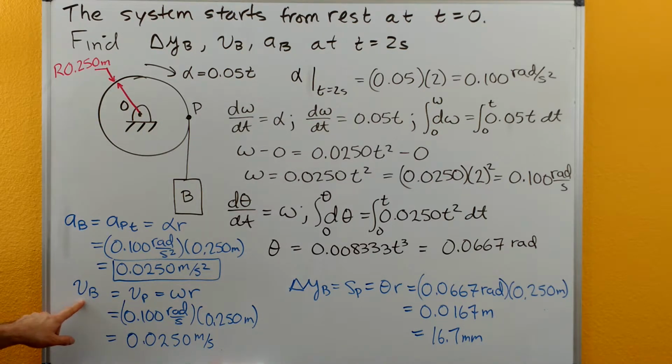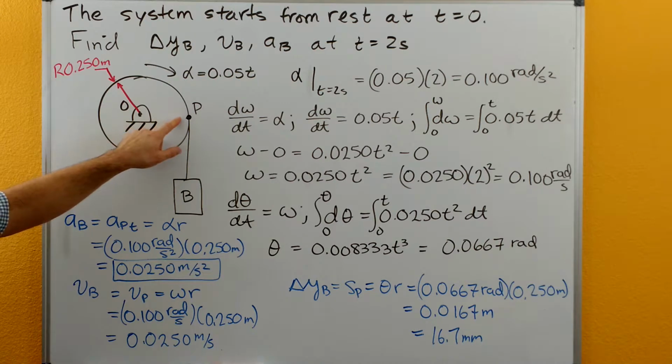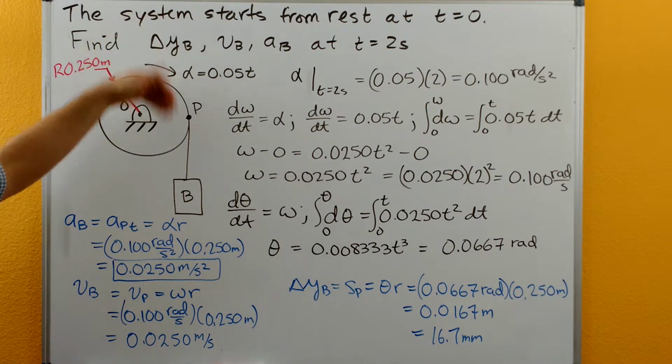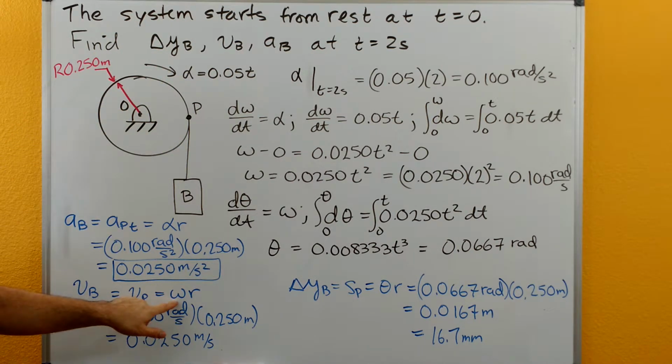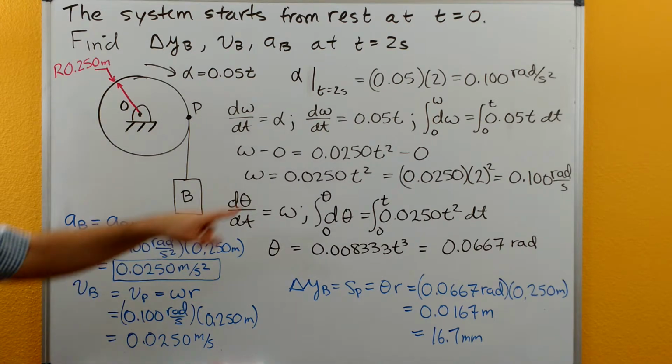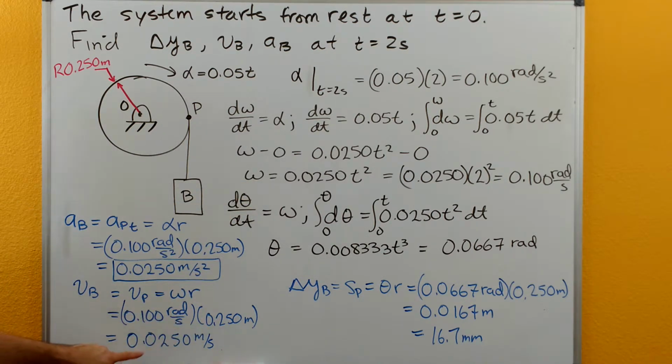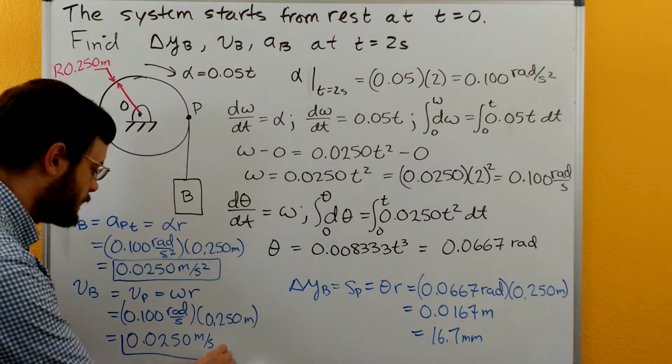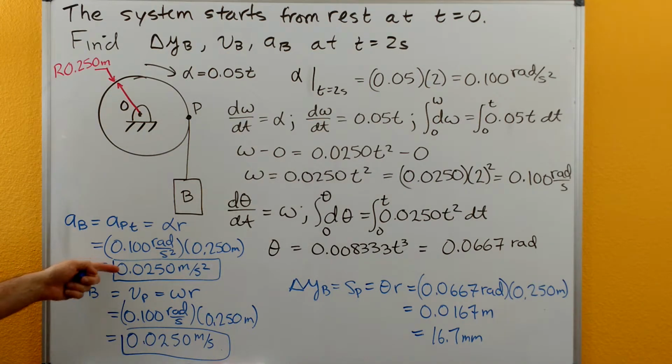And then our velocity at b is just going to be the same as the velocity at point P where the rope leaves the wheel. That velocity for rotation around a fixed axis is omega times r. So we plug in our omega and we plug in r, and we get our vB of 0.025 meters per second squared. Sorry, 0.025 meters per second. Again, just a coincidence that these two values are equal.